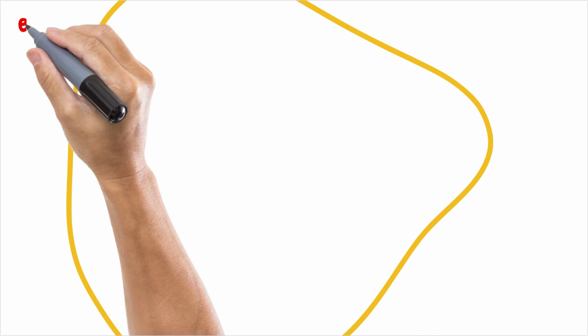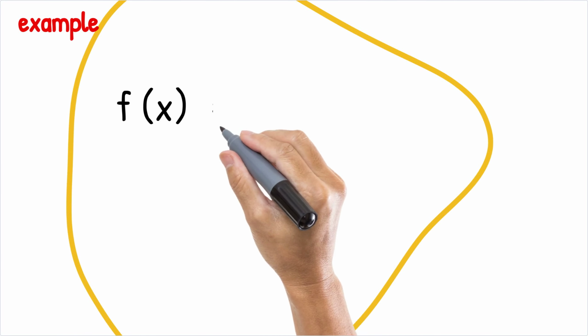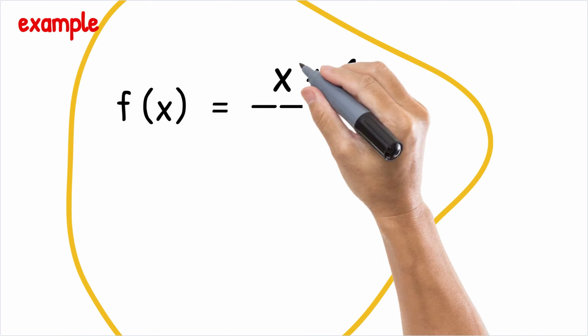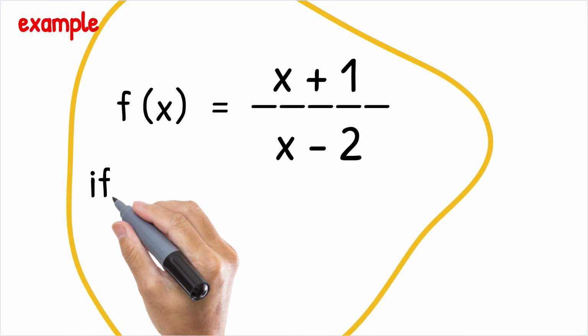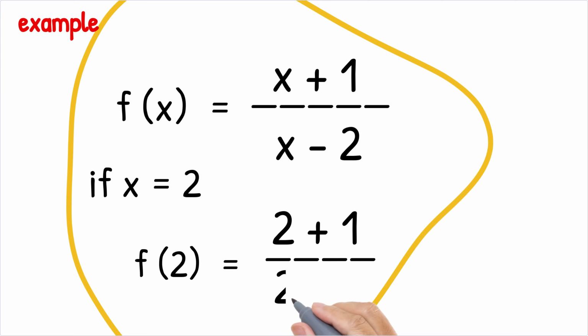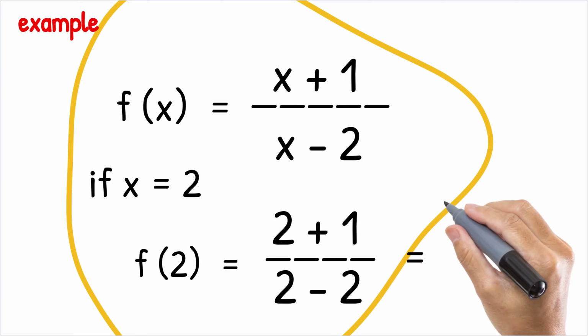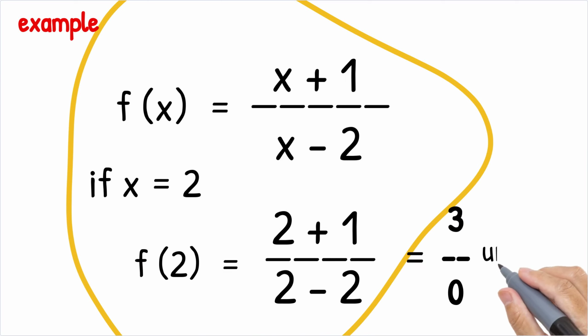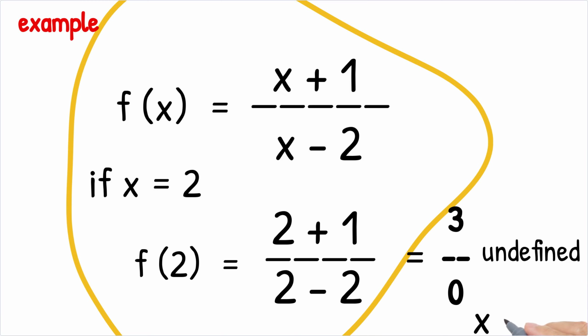For example, f(x) = (x + 1) / (x - 2). If x equals 2, the function will be f(2) = (2 + 1) / (2 - 2), which is 3 over 0. Dividing by 0 makes the function undefined. Hence, the x value 2 is not defined.